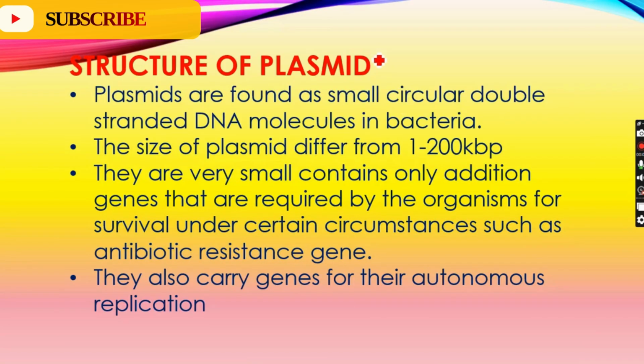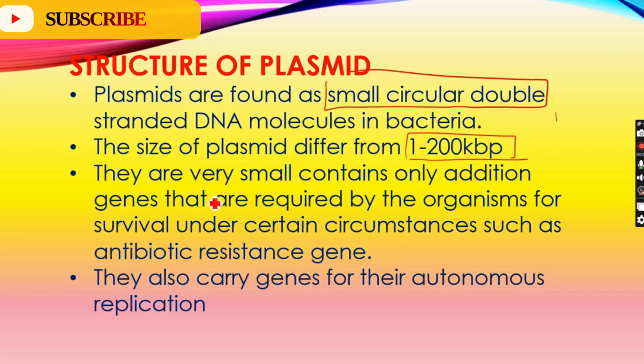Next, we are going to see the structure of a plasmid, as plasmids are found to be small circular double-stranded DNA. It is present as 1 to 200 kilo base pairs in general. That means about 1000 to 2 lakh base pairs can be present in the plasmid.